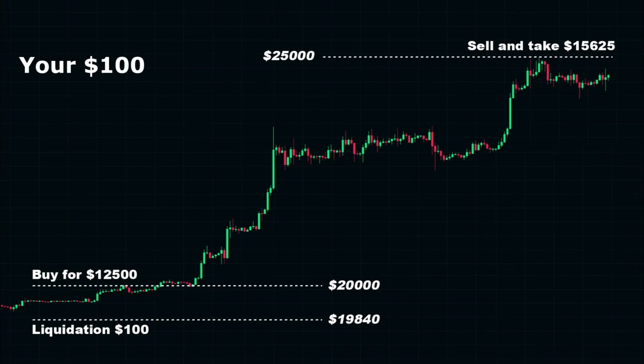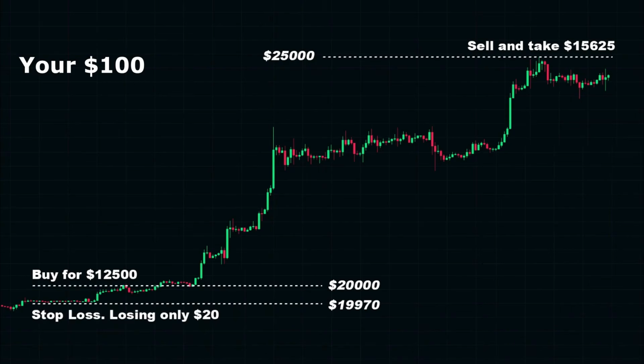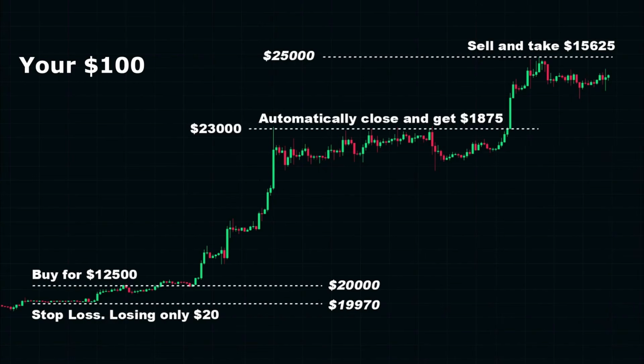You can minimize risks by setting stop losses and take profits. You set a stop loss value to prevent the loss of all your money. Like if the price drops to $19,970, you will lose only $20 instead of $100, and you will be able to continue trading. Take profit is the price when the order closes automatically. You need this so you don't miss out on a good closing price.